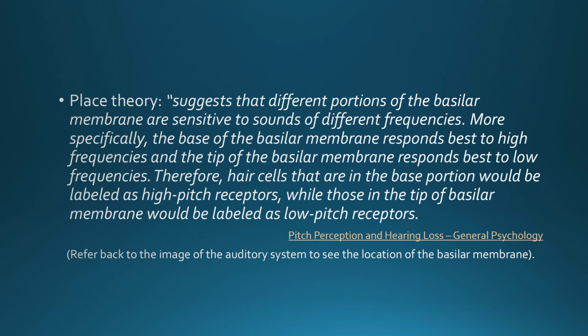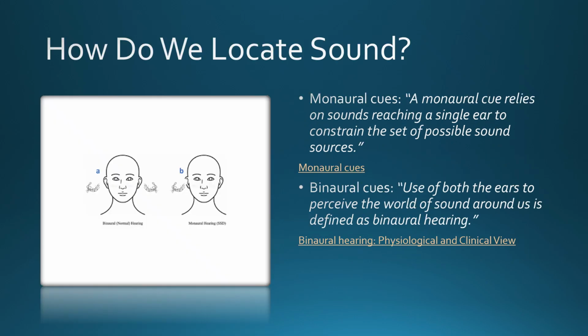So how do we locate sound? There's two different ways. Monaural cues relies on sounds reaching a single ear, as you can see on the left diagram, to constrain the set of possible sound sources. Binaural cues is use of both ears to perceive the world of sound around us. And those are different. When we hear sound in one ear, it is interpreted differently than when we hear sound in both ears.